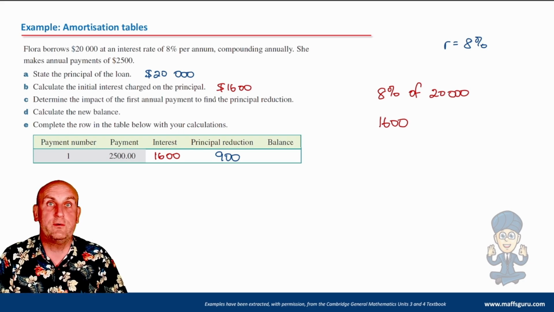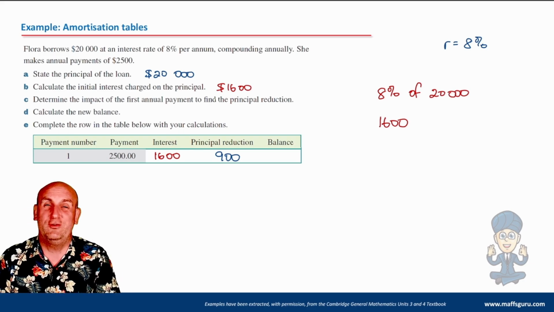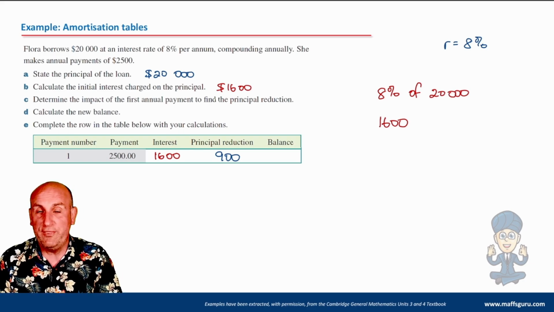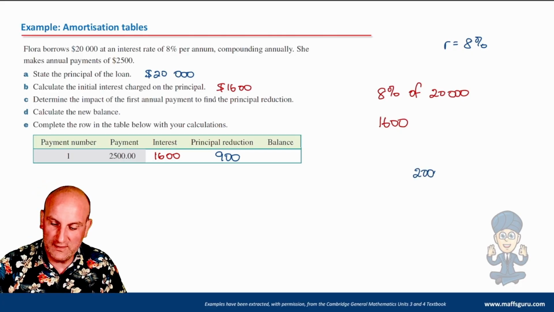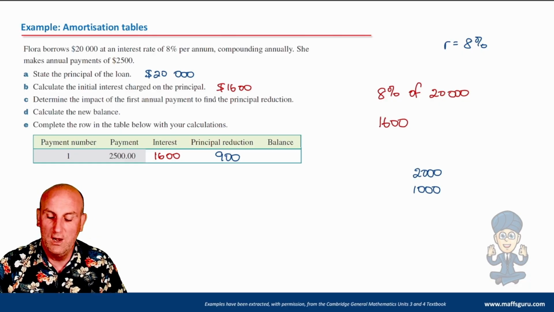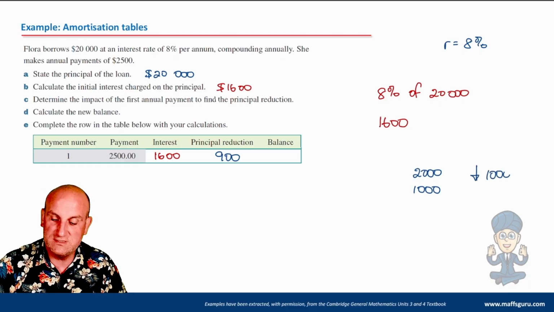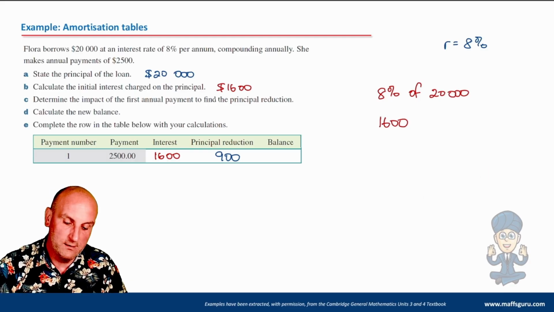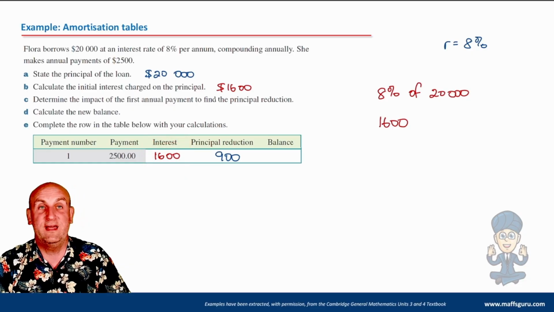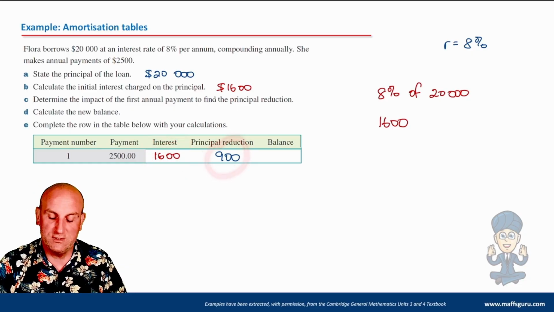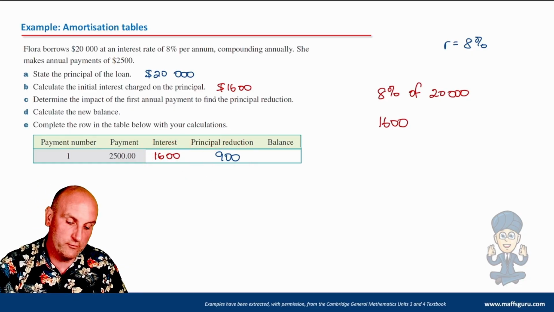Now that's actually real world. At the moment, my mortgage payment is about $2,000 a month, of which $1,000 is interest. So I'm paying into the bank $2,000. The bank is saying, well, actually, we're keeping $1,000 out of interest, which means my loan is only reducing by $1,000. And that's very much the concept that we're having here. I've paid in $2,500, the bank are keeping $1,600 of that as interest, which means my principal reduction is only $900.